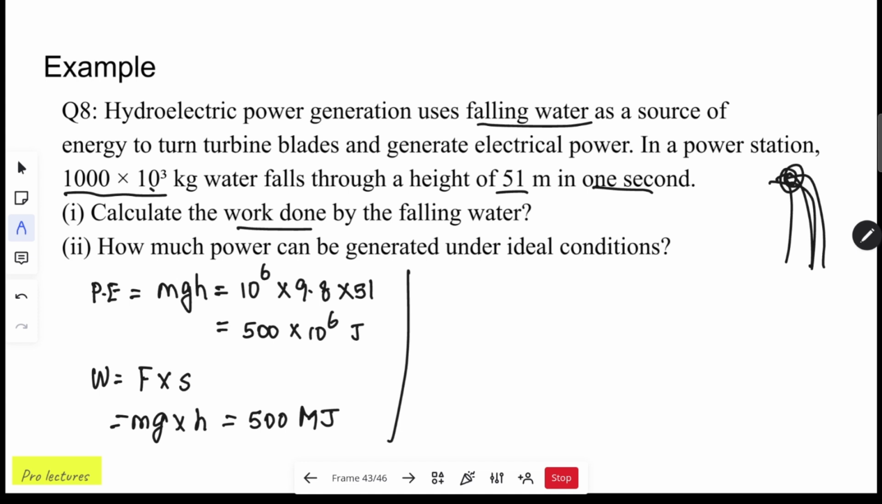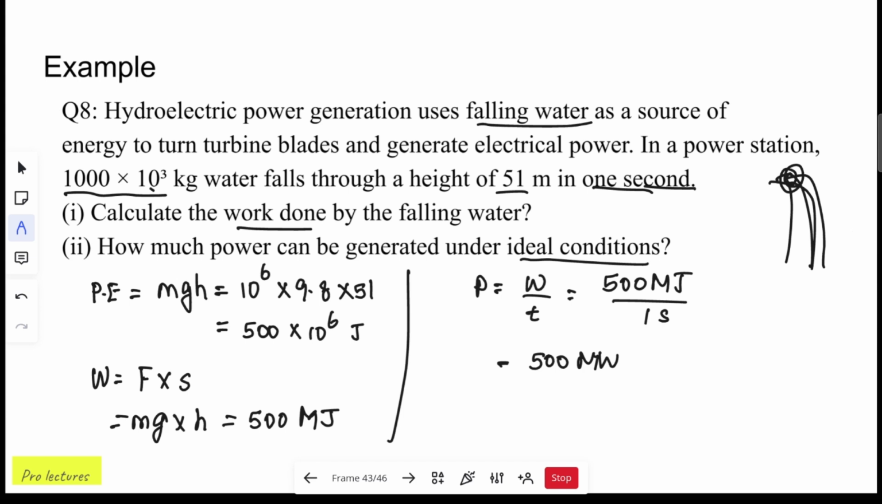Next is how much power can be generated under ideal condition. So power is work done by time taken. It is said this much work is done in 1 second. So 500 millijoule by 1 second, 500 milliwatt. Here ideal conditions means that there is no loss of energy due to any frictional forces. But usually in a practical case there will be some loss in the machine. Such losses can be minimized but never be eliminated.